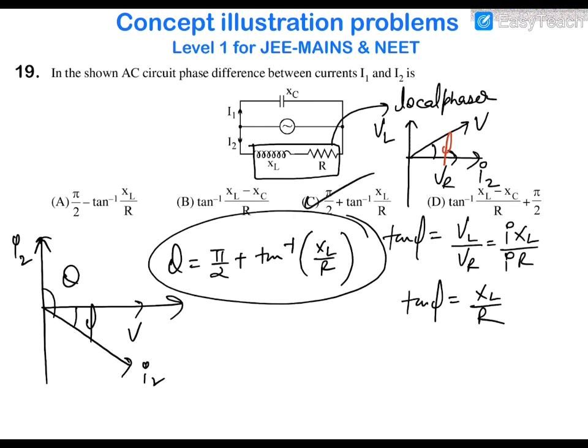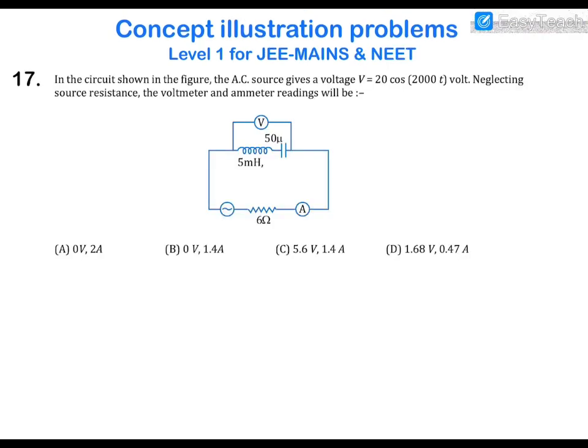Now we move on to the next question. In this question, you can see that there is a circuit in which these three elements L, C and R are connected in series to a voltage source whose time dependent function is 20 cos 2000 t, and there is an ammeter connected in the circuit. So first of all, what we have to find is the voltage reading across L and C and the current reading in the circuit. And we have to assume the voltmeter and ammeter as ideal.